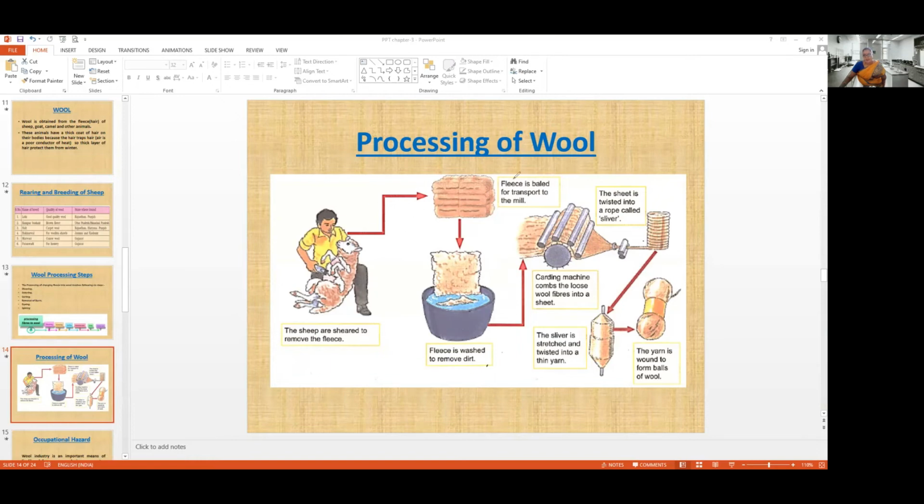Here the fleece is baled for transport to the mill. Then it is removed and washed to remove the dirt. Then it is twisted into a rope called sliver. Then the sliver is stretched and twisted into yarn. Then the yarn is wound to form balls of wool. So after these steps only we will be getting the woolen thread at the shop. It is like a bundle, like an 8 shape, where they keep it.